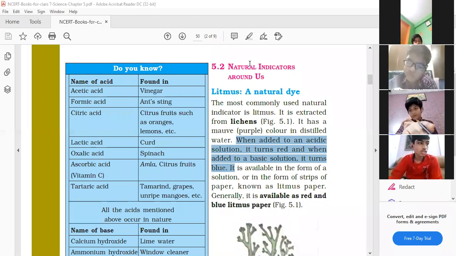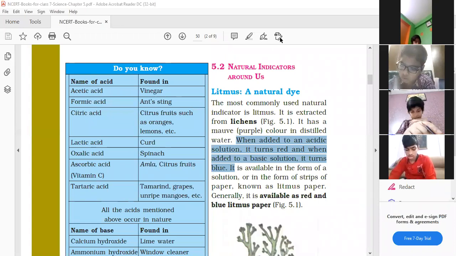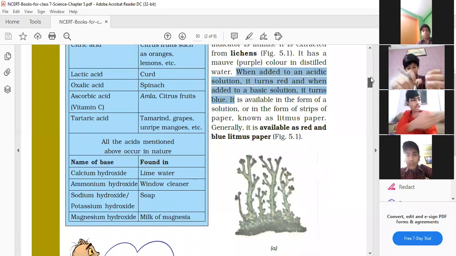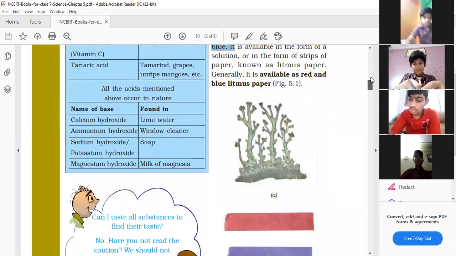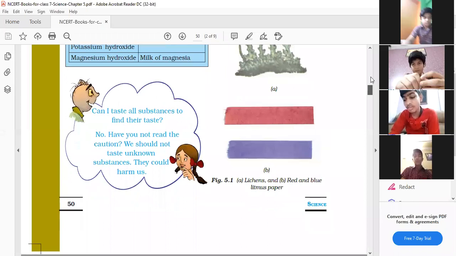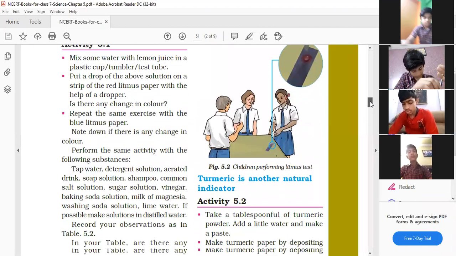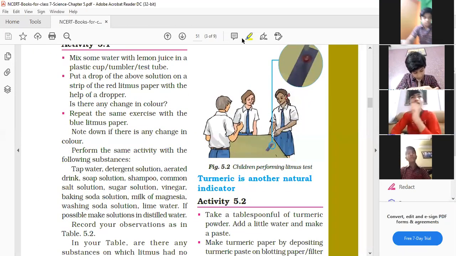So this lichen is a natural dye which is used as an indicator. Children, you can see the diagram also. There may be one-marker questions. These are the two strips: a red strip and a blue strip of litmus paper. When we use them with acids and bases, the color changes. We do experiments in the lab also. So here is activity 5.1. We can do this activity.